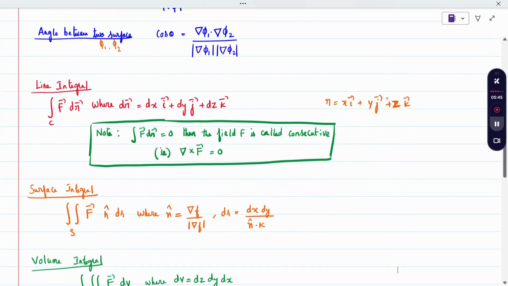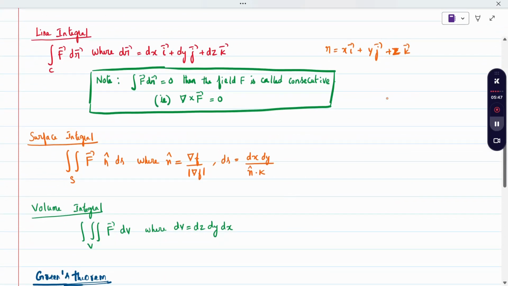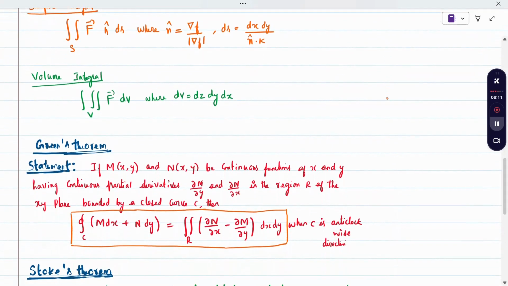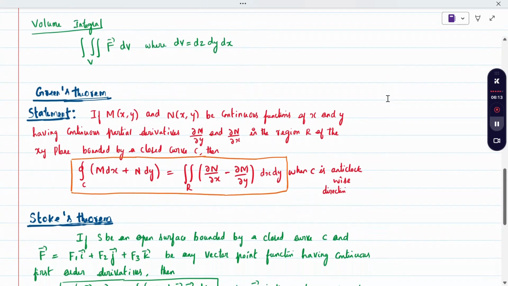Surface integral is a double integral over F vector into n cap into ds. n cap is nothing but del f divided by the magnitude of del f. ds is nothing but dx dy divided by n cap dot k vector. Okay. Volume integration is a triple integral over F into dv. dv is nothing but dz, dy and dx. So these three theorems are very important. The statements you have to learn.